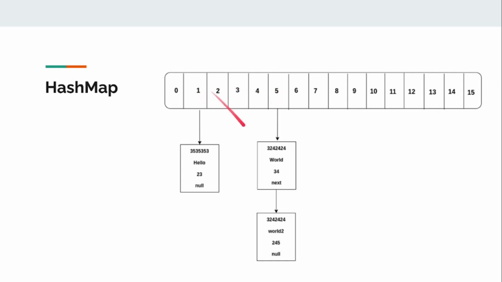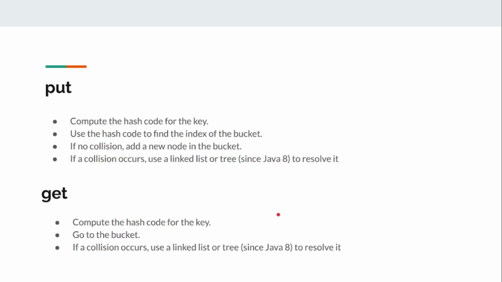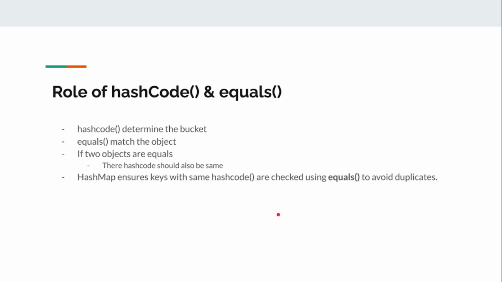But at fifth, there can be multiple nodes. In this example, at fifth position, there are multiple nodes. So now it is using equals to match the object, right? So if the two objects are equal, their hashCode should also be the same. And HashMap ensures that same hash codes are checked using equals to avoid duplicates, right?